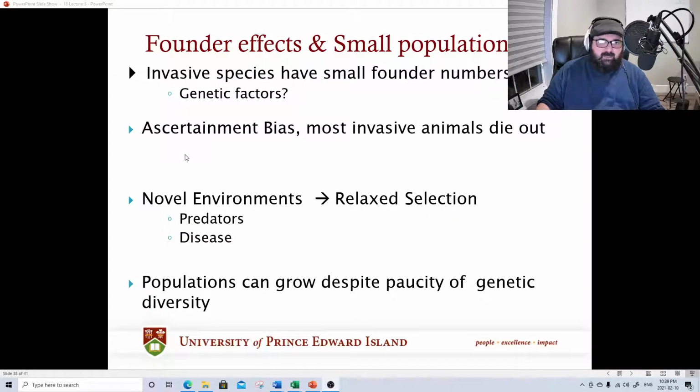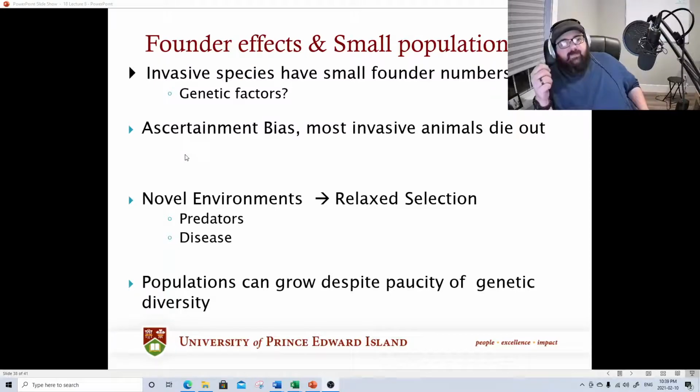Now every time I teach this, somebody says, but what about invasive species? Invasive species have low founder numbers, and they can be problematic. And we have starfish. There's a type of crab in Prince Edward Island that's an invasive crab, and it's problematic. Probably did start with a few individuals. In Australia, we know exactly how many rabbits were initially brought into the country, and now there's just a gigantic number of the stupid things.